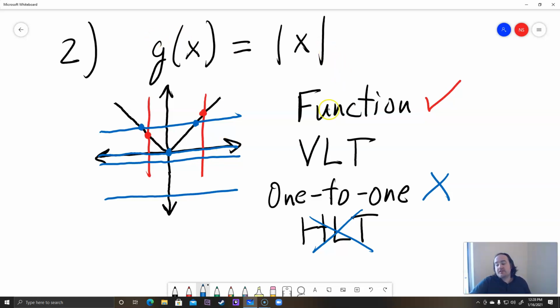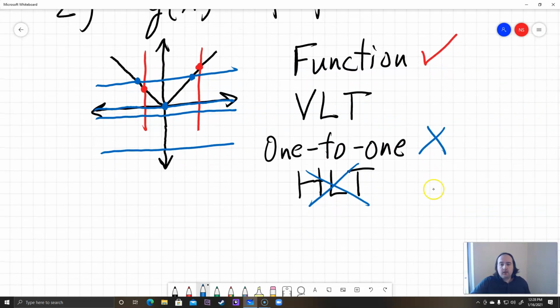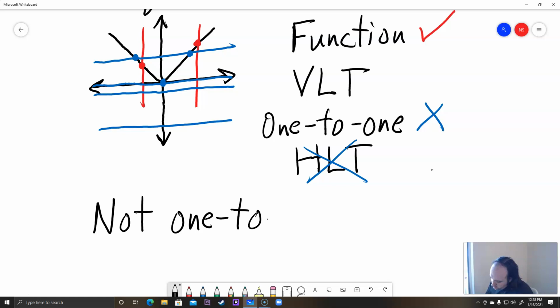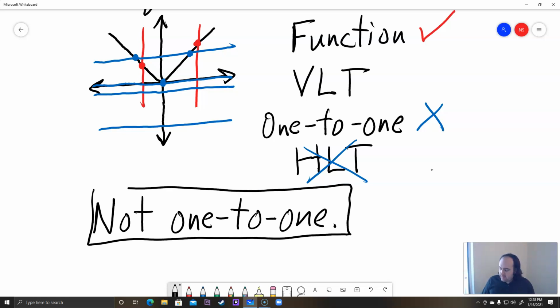Okay, so this one is actually a function because it passed the vertical line test, but it's not a 1-to-1 function. Okay, so what most people would write is it's not 1-to-1. All right, and that's going to be my answer. And of course, to be a 1-to-1 function, you have to be both a function and you have to be 1-to-1. Well, this one's not 1-to-1, so it's not a 1-to-1 function either.